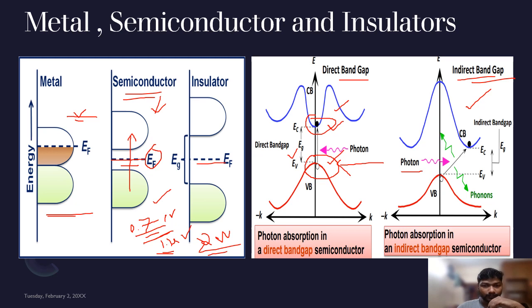So basically, what are the examples of direct band gap and indirect band gap semiconductors? Silicon is the indirect band gap semiconductor, and gallium arsenide, GaAs, is the direct band gap semiconductor. So basically, the main difference is that in direct band gap there is only photon absorption, and in indirect band gap, with photon absorption there is the emission of phonons. So this is the difference between direct band gap and indirect band gap, and metal, semiconductor, insulator.